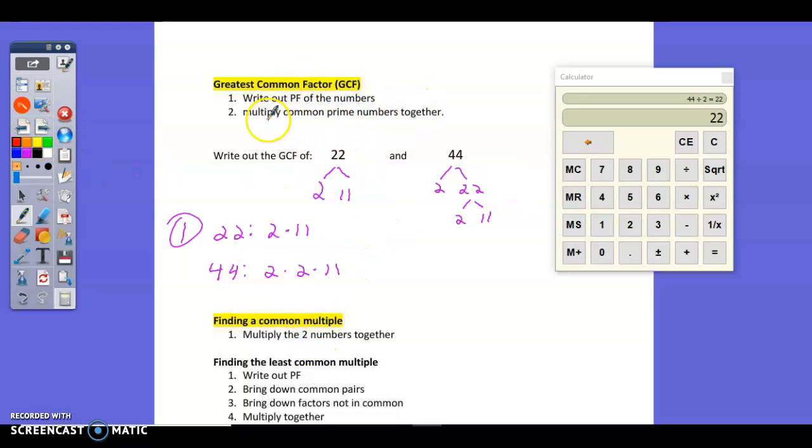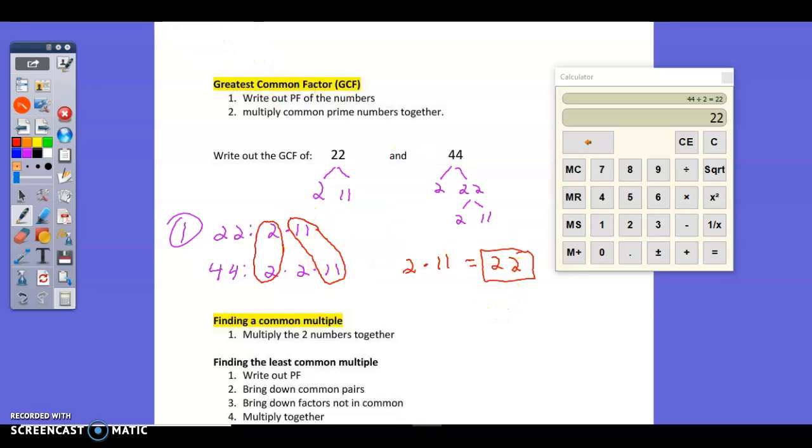Step 2 now says multiply the common prime numbers together. So we need to see between both of these numbers what they have in common. What I like to do is kind of circle them. See, I have a 2 in each one, and I have an 11 in each one. So I have 2 times 11, and that equals 22. So my answer would be 22. I'm not writing down 2 2's and 2 11's. I'm just writing down the common numbers that we have in there.